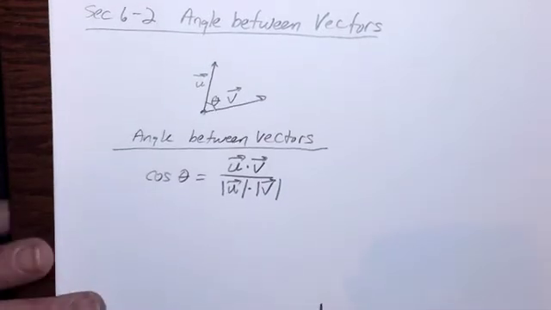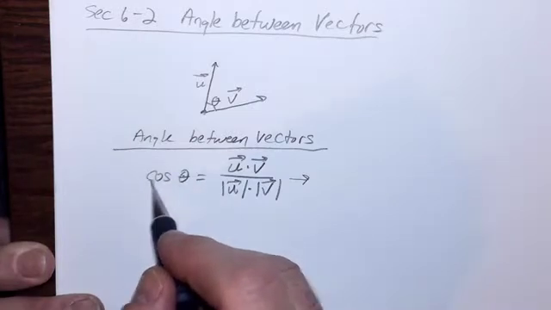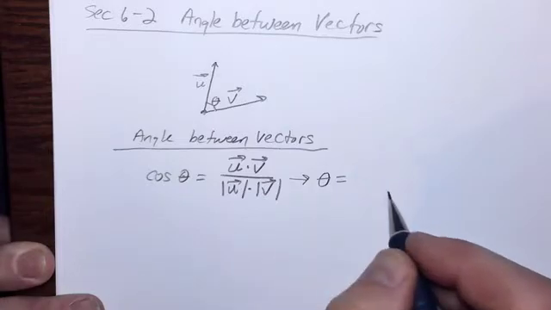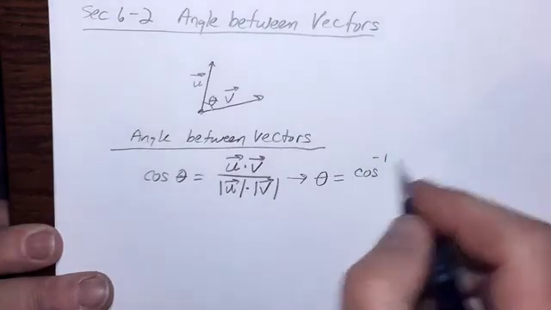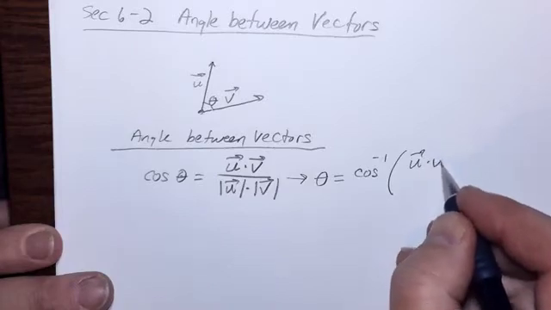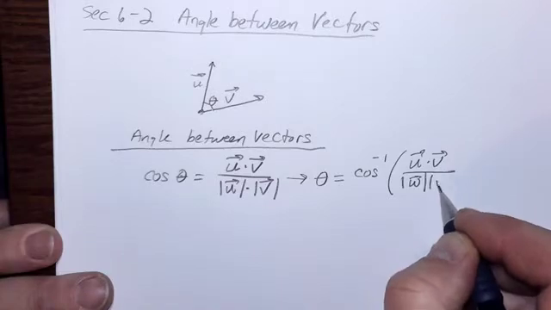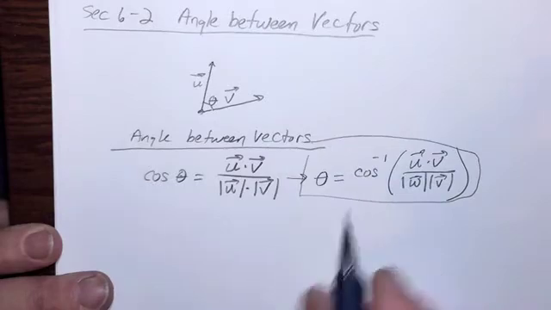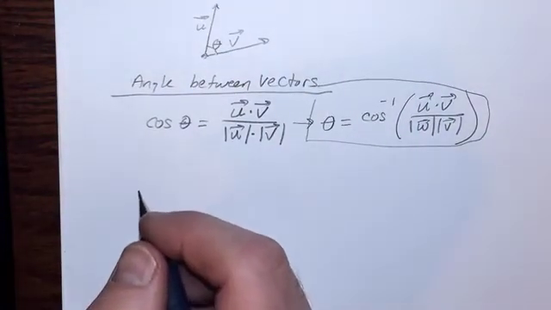So that's our formula. But more useful to us, since we're trying to find theta, we want to find this angle, not what the cosine of it is. So what we're going to use is theta is equal to the inverse cosine of u dot v over the magnitude of u times the magnitude of v. So there's the formula that we're going to be using to find that angle in between the vectors. So let's look at an example.